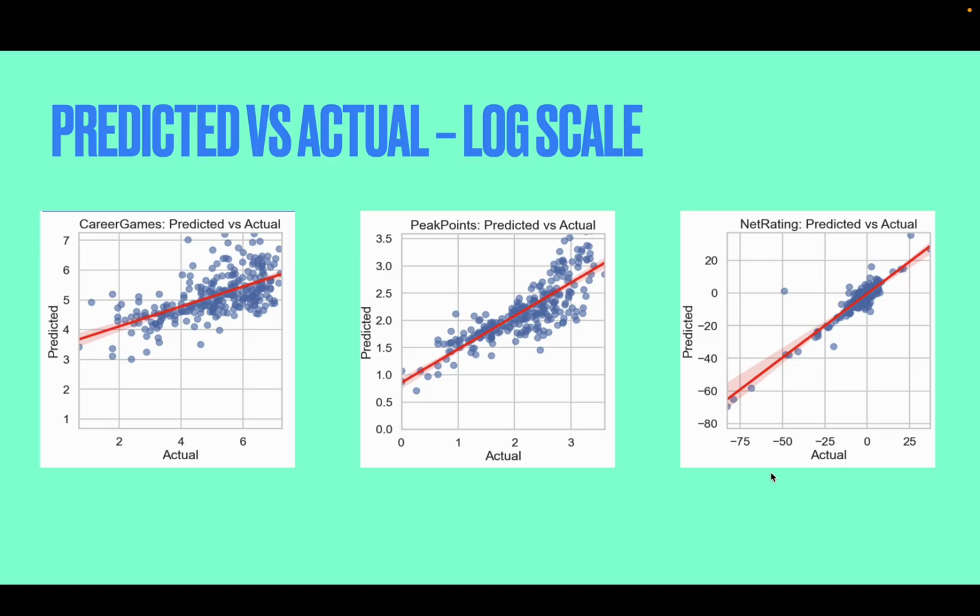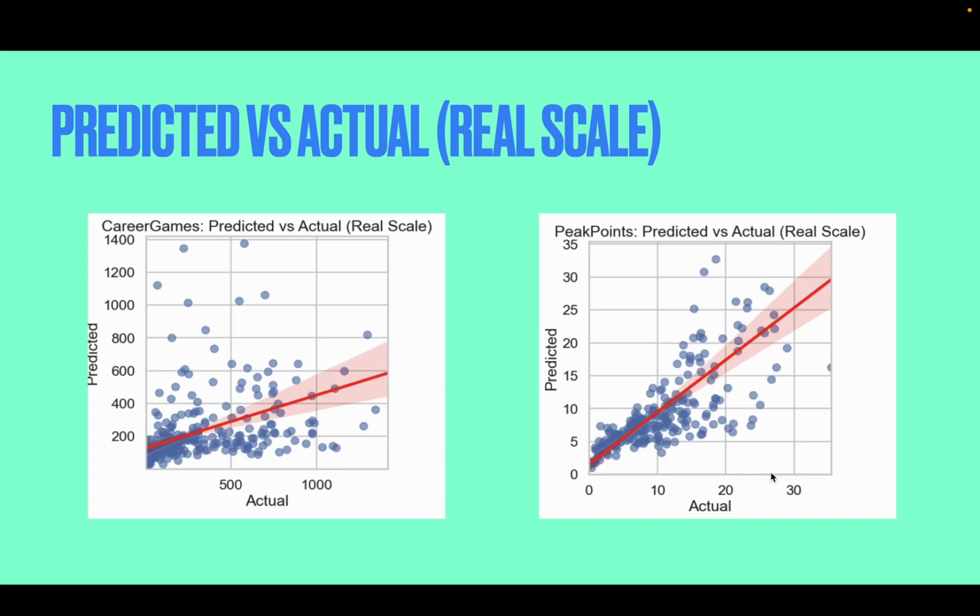And then this is just a visualization of predicted versus actual on the log scale. As you can see, career games and peak points all look pretty good. Not perfect, but all models are wrong, right?